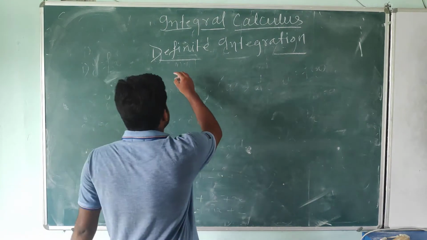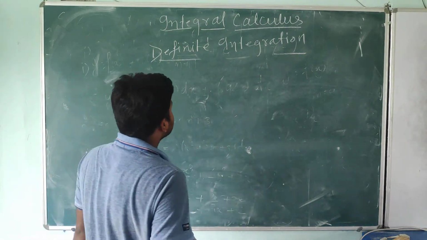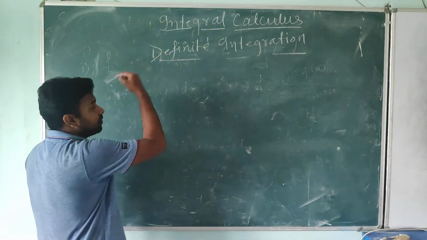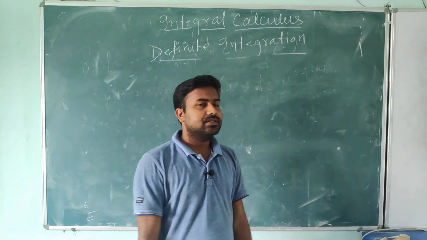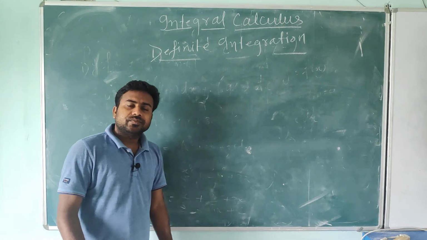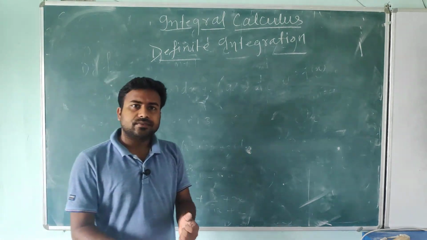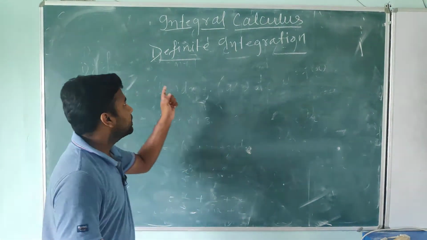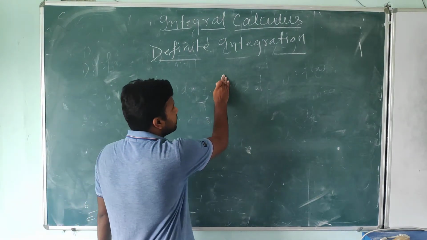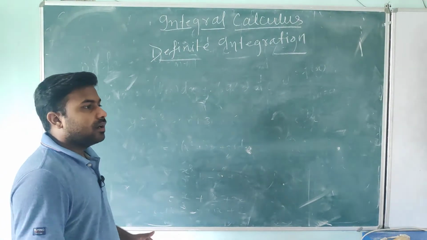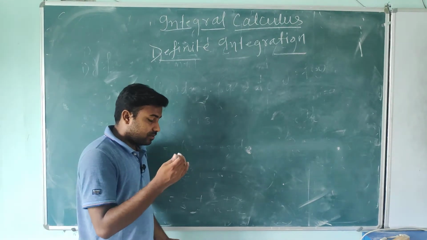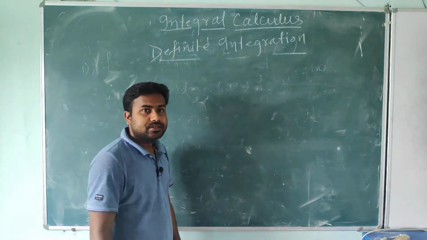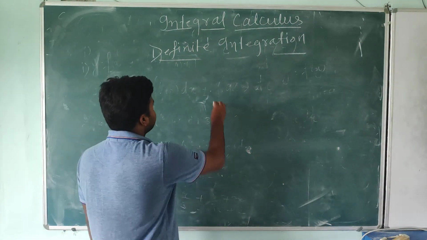Okay, definite integration students. So look at this, in the indefinite part what do we learn? We just learn a function, we have a function, and that's the reverse process, and we learn the formula, using that formula we are solving. What is definite? Definite means the lower limit and upper limit of the function is defined. They will give you the lower limit and upper limit.